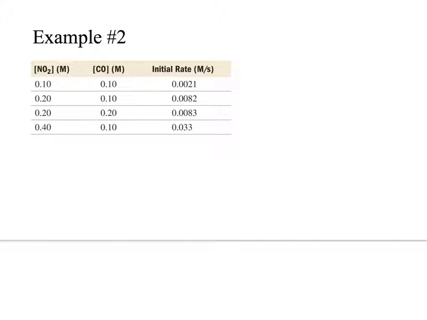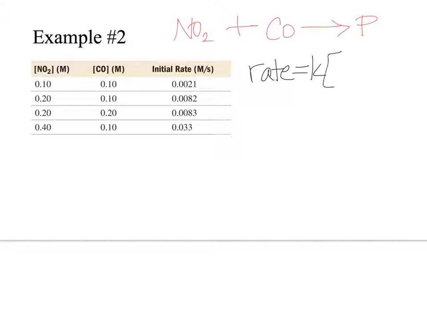Right, here's our second example, and it's a little bit more complicated. It's 2 variables. We have NO2 plus carbon monoxide goes to product. Doesn't really matter what it is in this particular instance. So I'm going to say rate is equal to little k times the concentration of nitrogen dioxide to the x power times the concentration of carbon monoxide to the y. All right, so I have to find both x and y.